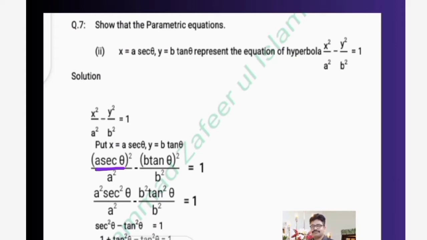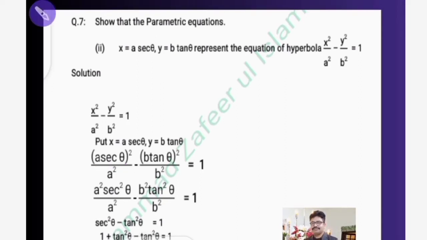There is a sign of minus, so we write the sign of minus, and there is y square, so the value of y is b tangent theta, so we will write (b tangent theta) whole square divided by b square is equal to 1. Now we have to simplify it. As x is a secant theta, so we will write a square secant square theta divided by a square. There is a sign of minus, (b tangent theta) whole square, so we will write b square tangent square theta divided by b square. After this, a square will be cancelled with a square and b square will be cancelled with b square.